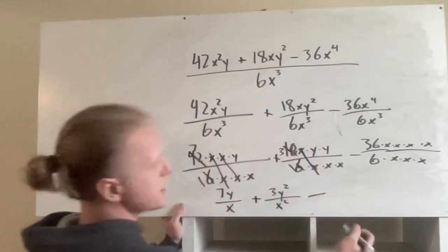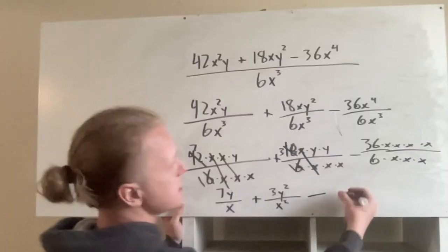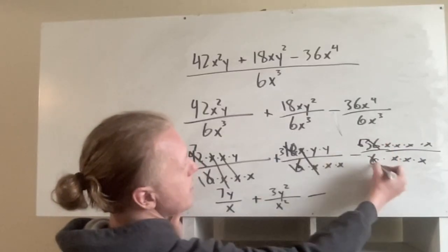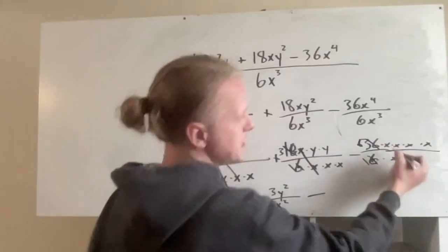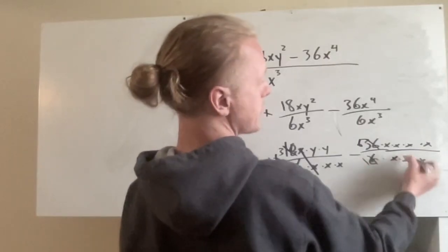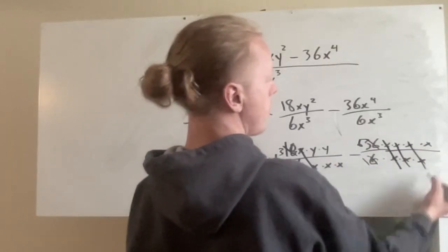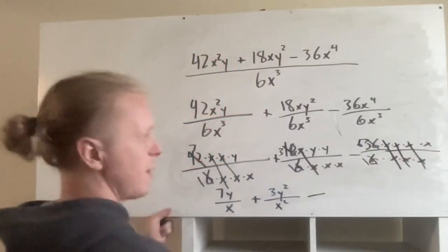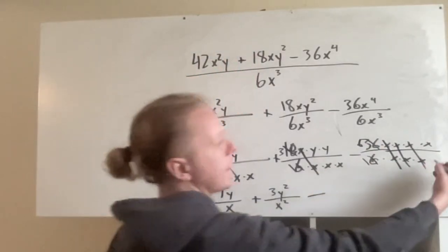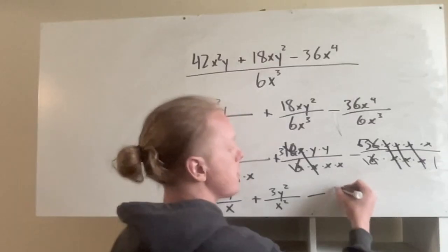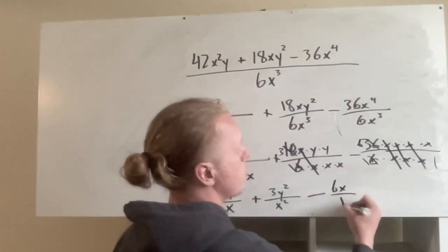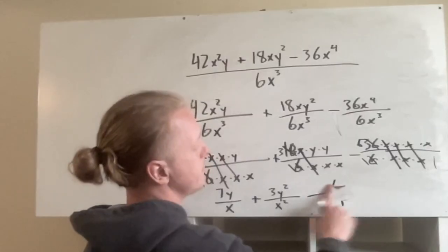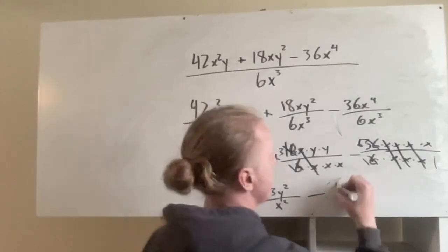Okay, minus 36 divided by 6. That becomes a 6, that becomes a 1. And then I see x to the third. So I cancel all these out. So here we're left with 6x. And because there's only a 1 left here down in the denominator, I don't need to write it if I don't want to, right? I could write 6x over 1, but I can just write 6x. That's the same thing.